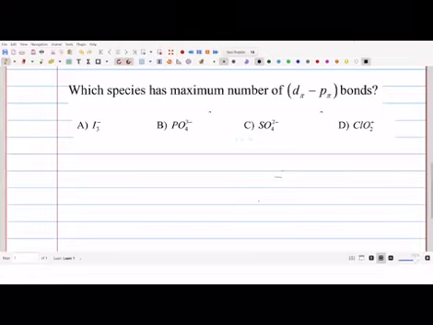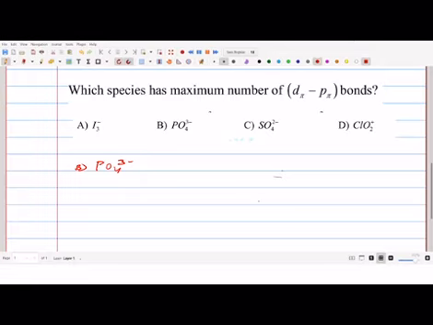Good evening, students. The given question: which species has the maximum number of d pi-p pi bonds? The options are I3 minus, PO4 3 minus, SO4 2 minus, and ClO2 plus. First I'll go with options B, C, D, and then count A. The first one is PO4 3 minus, option B.